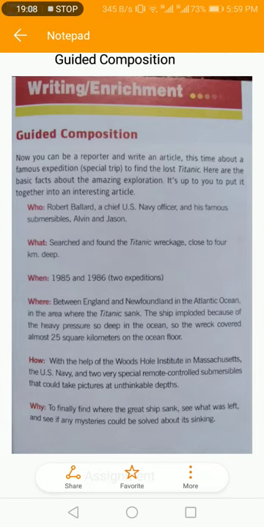So we have to look at these facts, and we have to explore, or create a story about the loss of the Titanic. In the next lecture we will do this, and we will create a story. So try to create a story about the lost Titanic with the help of these facts.